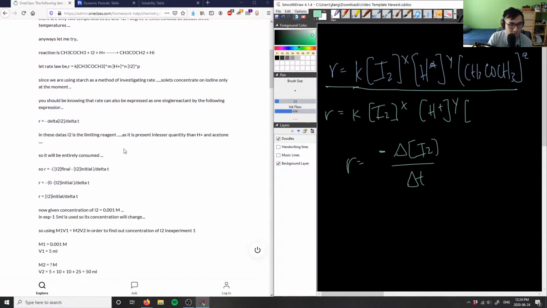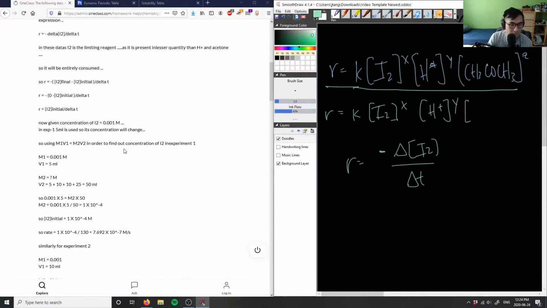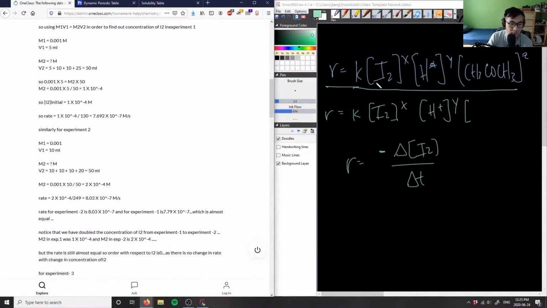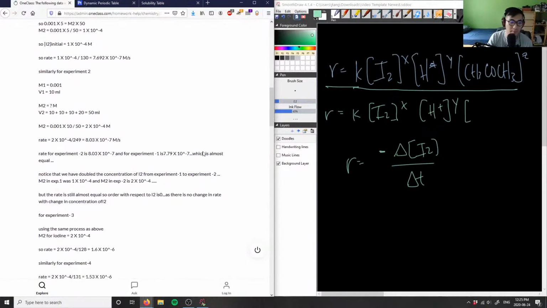So let's see. For experiment 1, they had M1 and V1. They're solving for concentration 2, which is I2, to figure out the rate here. So they got this rate, which is 7.9692 times 10 to the negative 7. And then we get another rate for experiment 2. So the rates would cancel out, and you would be able to figure out the concentration of iodine, which is 0. So x here would be 0. And then basically you repeat the same step for y and z.